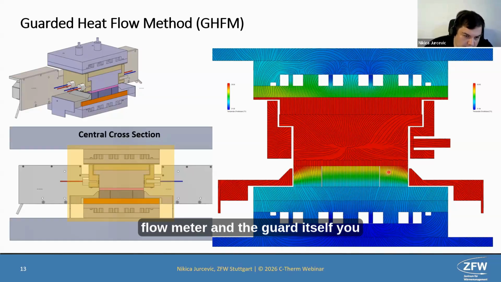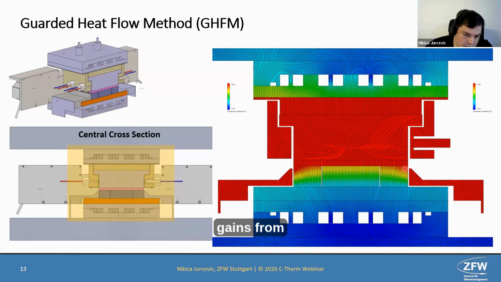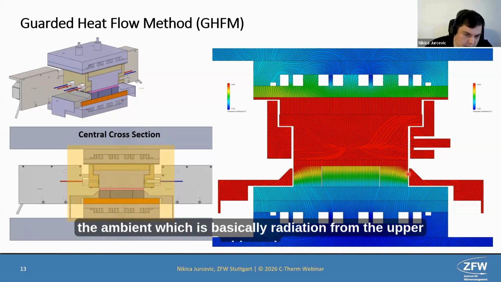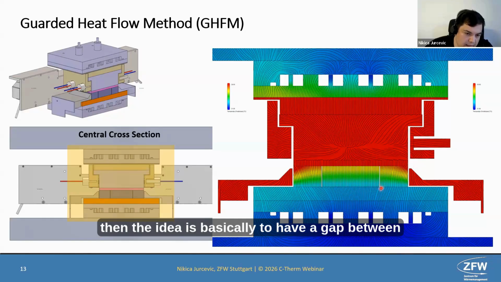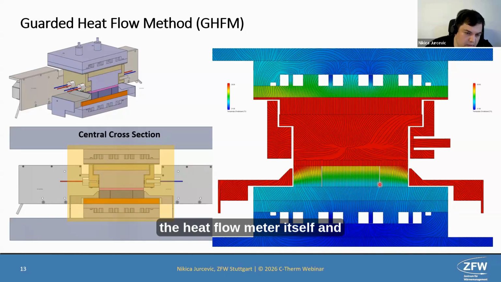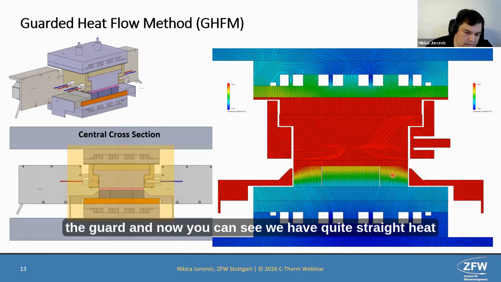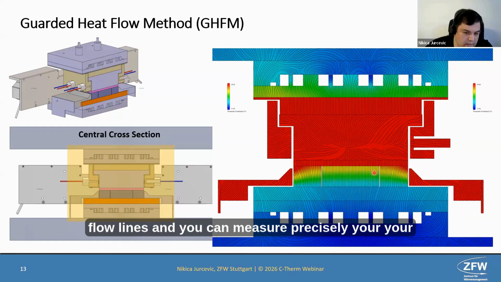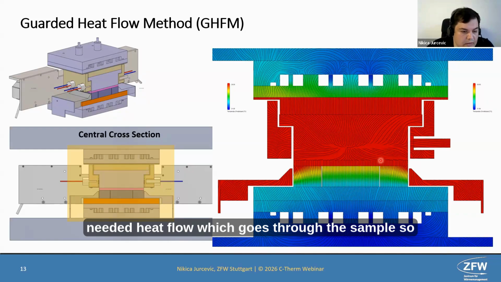And the guard itself, you can see, actually has quite a bit of heat gains from the ambient. This is basically radiation from the upper side. The idea is basically to have a gap between the heat flow meter itself and the guard. And now you can see you have quite straight heat flow lines, and you can measure precisely your needed heat flow, which goes through the sample.